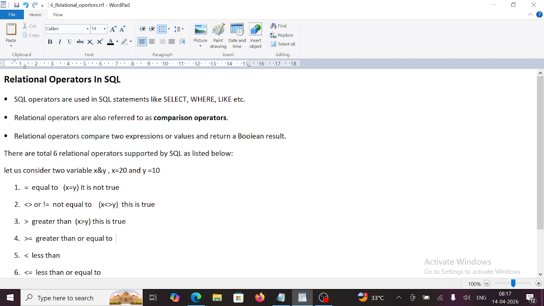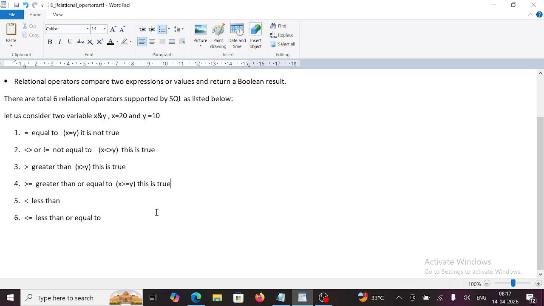Next, greater than or equal to. X is greater than or equal to y. So 20 is greater than 10, yes, this is true. And one more thing here: if y is also 20, then 20 is greater than or equal to 20. In that case it also returns true, because equal to is also there. That we have to consider.